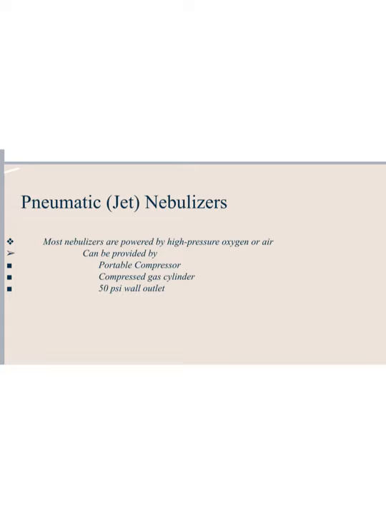Okay, so pneumatic jet nebulizers. So remember, pneumatic means it's powered by gas. And most nebulizers are powered by either high oxygen or air. So it can be provided with a portable compressor, a compressed gas cylinder, or a 50 psi wall outlet. The compressor and the gas cylinder are more likely to be used at home, and the wall outlet is what we are going to use in the hospital.